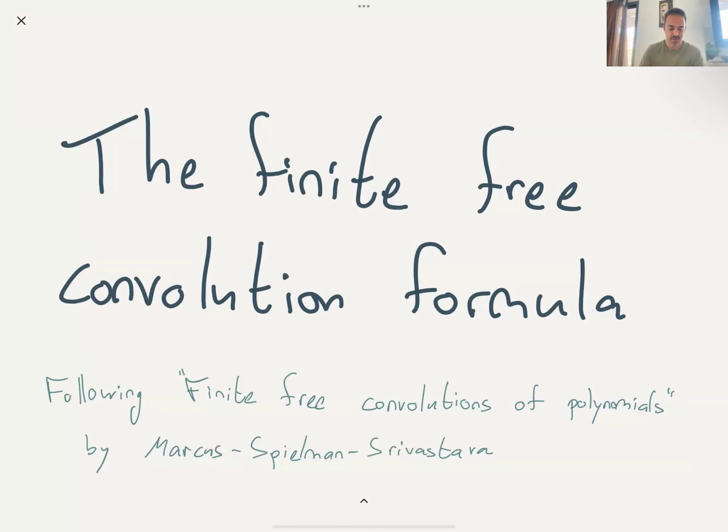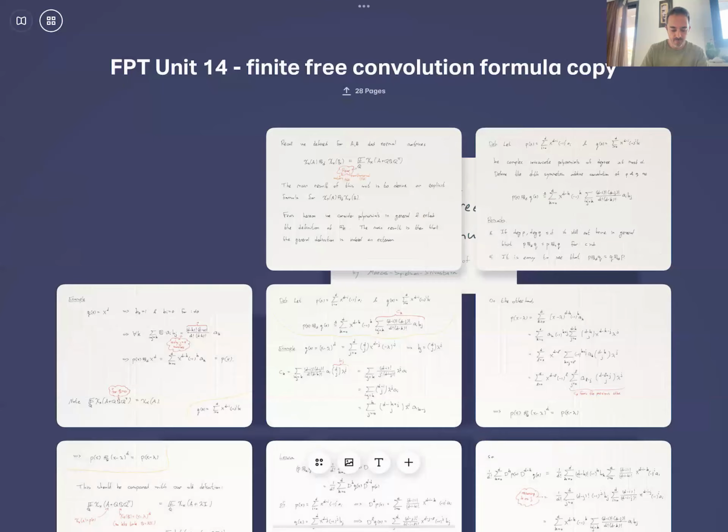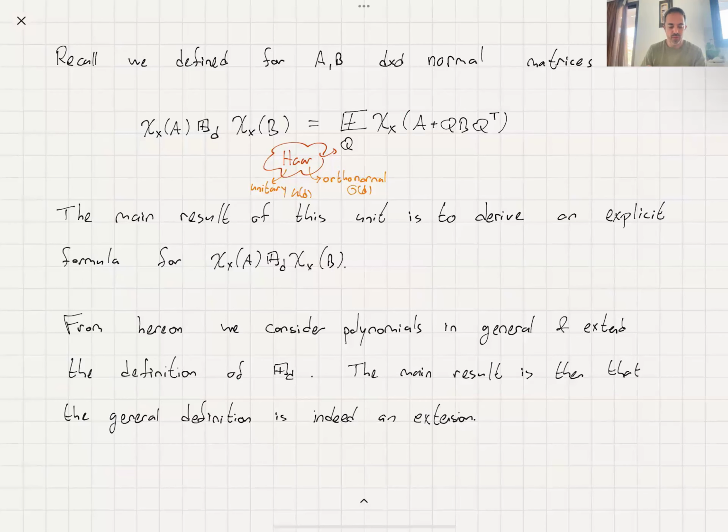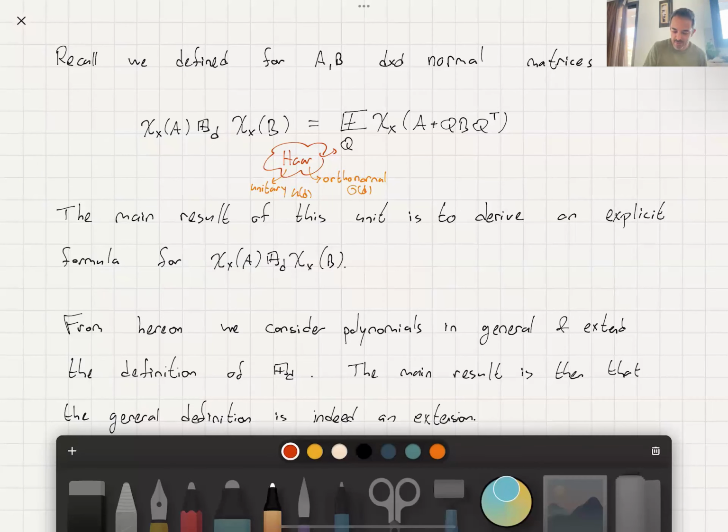Okay, so this is our unit. We are again following the finite free convolution of polynomials paper by MSS. So the idea would be actually not to give another, more explicit formula for what we defined as the additive free convolution. Instead, we're actually going to redefine this symbol, and we are going to do it in a more general setting.